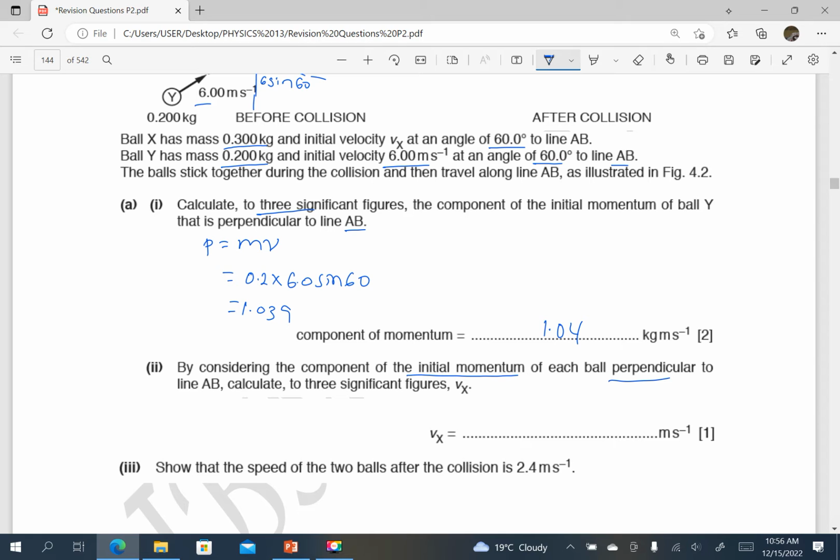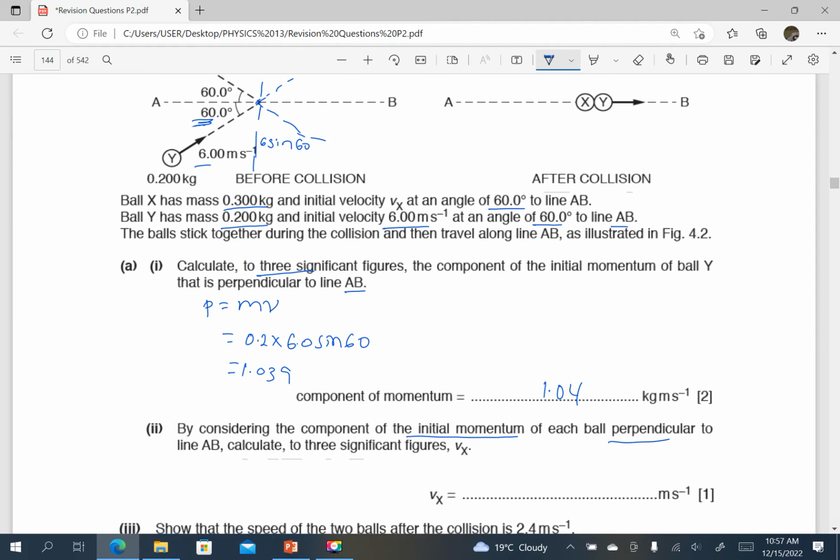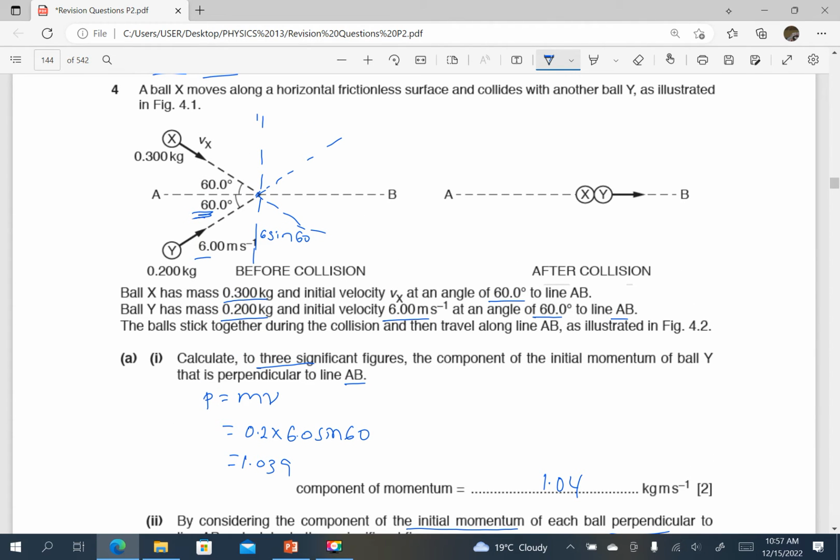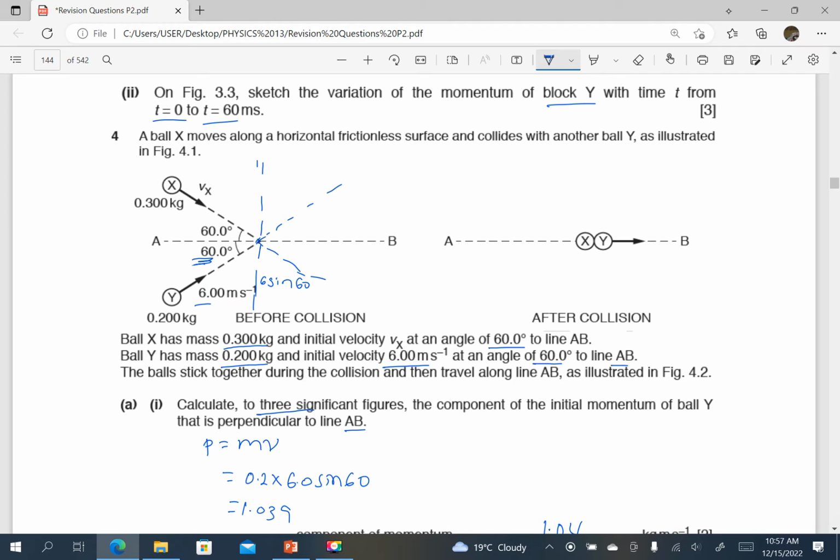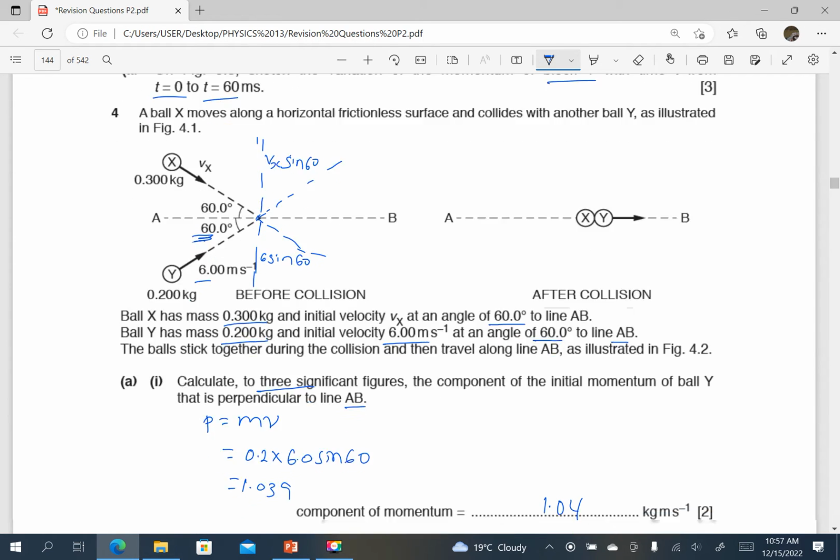So remember, momentum is mass times velocity, but we want the component of the initial momentum of each ball perpendicular to line AB. So let's check. Ball X is actually moving downwards. So when I resolve it in the vertical, it will point downwards. Its momentum is going to be, when I resolve its velocity, Vx sine 60.